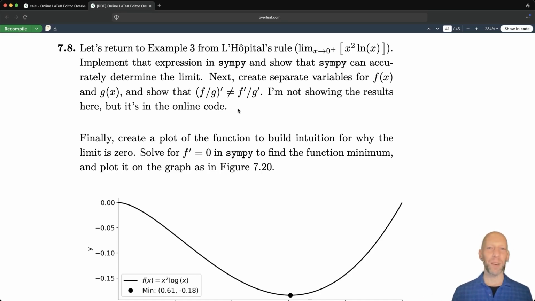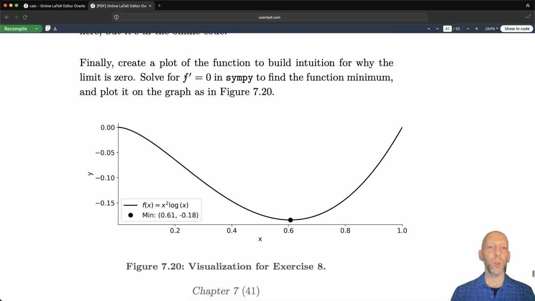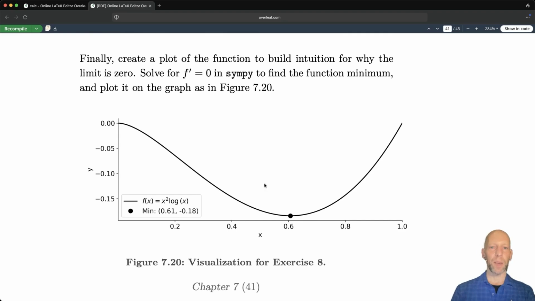This is just a bit of a review of the quotient rule. Once you've solved this part of the exercise and calculated the limit, I want you to create a plot of this function in Matplotlib. You can see the domain here is 0 to 1, or not literally exactly 0, but some number very, very close to 0.